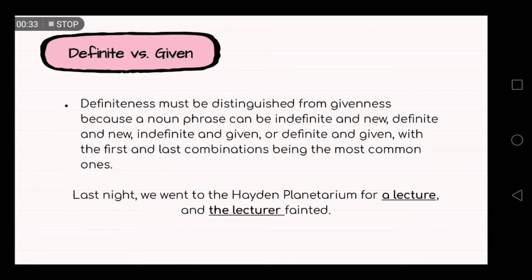Definiteness must be distinguished from givenness because a noun phrase can be indefinite and new, definite and new, indefinite and given, or definite and given, with the first and last combinations being the most common ones. Here is an example: last night we went to the Hayden Planetarium for a lecture and the lecturer fainted. A lecture is indefinite and new because it uses the article a and lecture is new in form. The lecturer is definite and given because it uses the article the, and lecturer is already a given topic.